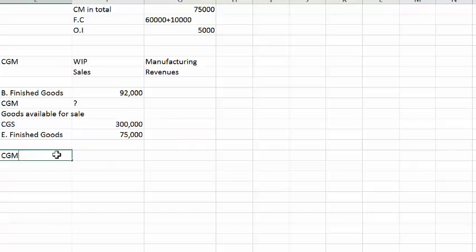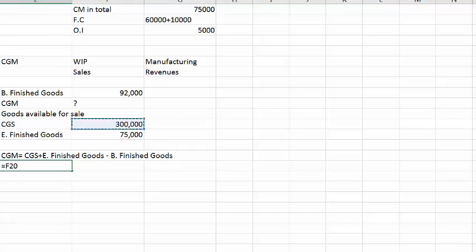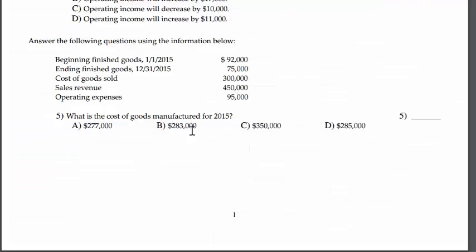Okay. The CGM basically equals the CGS plus the ending inventory of finished goods, then subtracts the beginning of finished goods. Okay. So for instance, the answer is going to be the result of the following calculations. So it's 283,000. So the answer is B, which is right here.